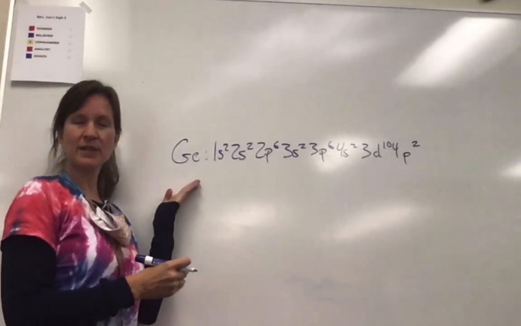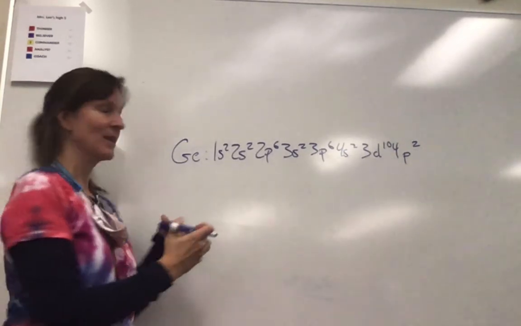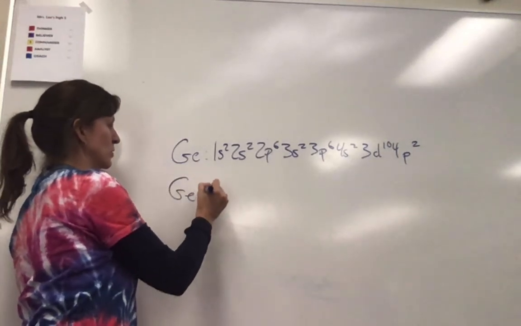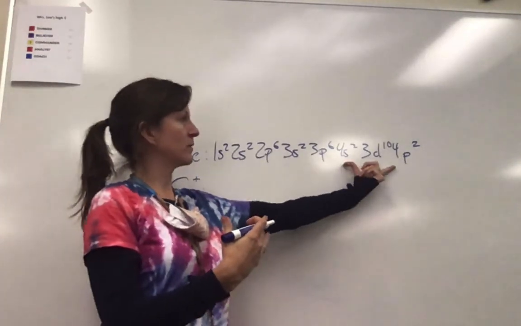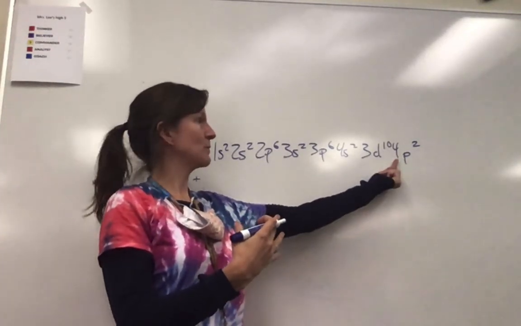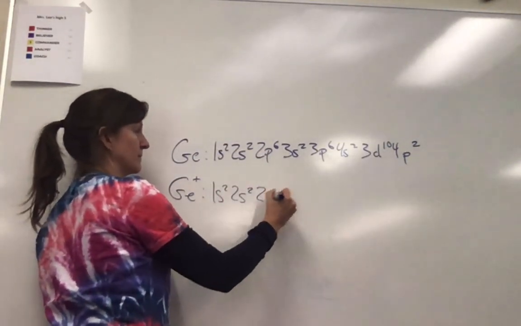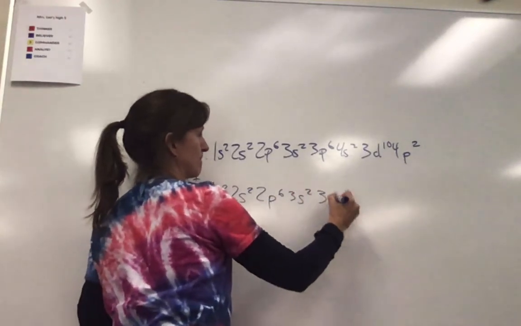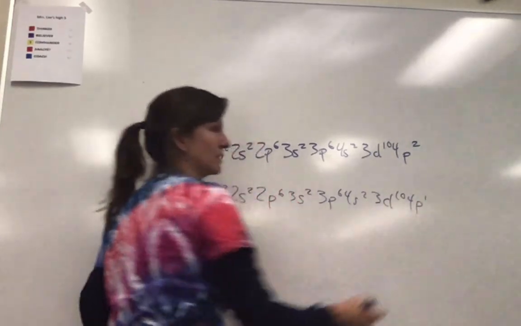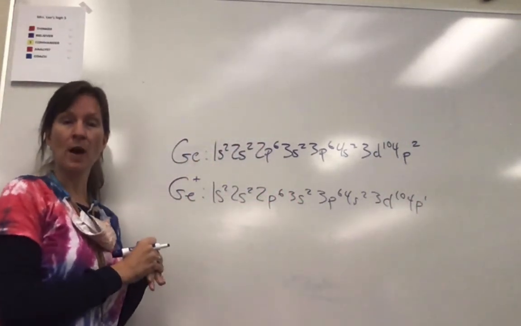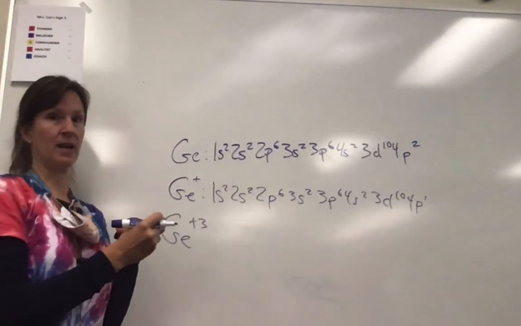Now the complete electron configuration for germanium, starting from 1s2 and going up, is this. If germanium was going to lose 1 electron to become a +1, if I look out here, my level 4 is my higher level. Sublevel p is higher than s, so that is where I would be removing from, down to 4p1.